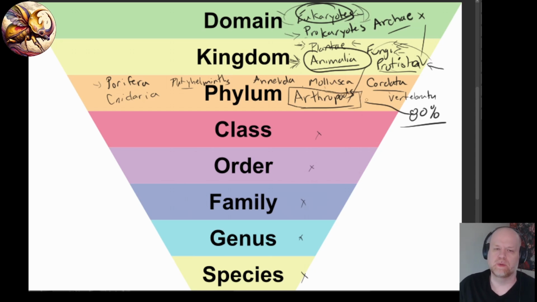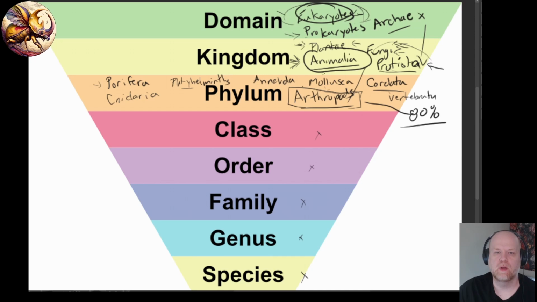So what about arthropods? What do they have in common? So like I said, they have segmented legs, or they have segmented joints. They have exoskeletons made up of chitin. They have three different styles of mouth parts, but they're some sort of chewing, tearing mouth parts for the most part.